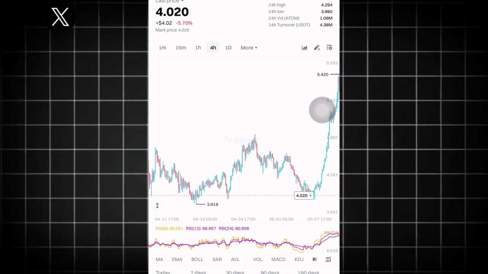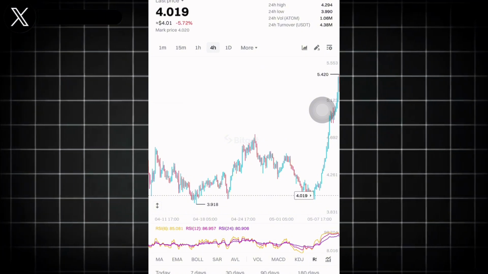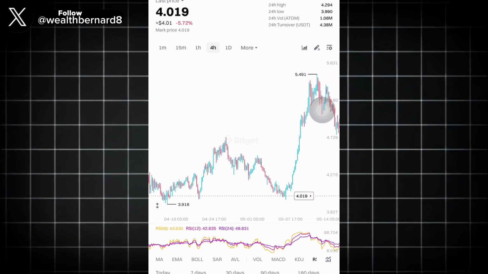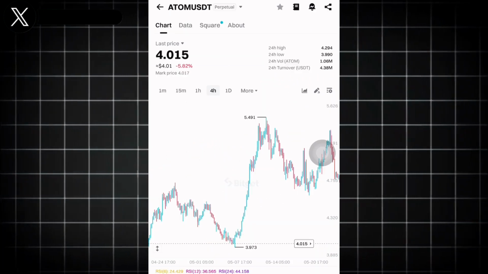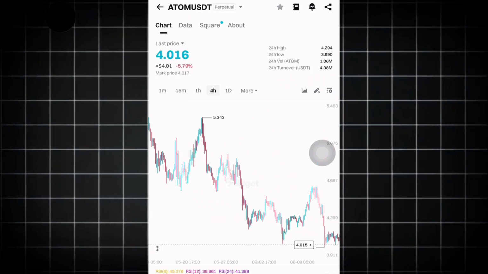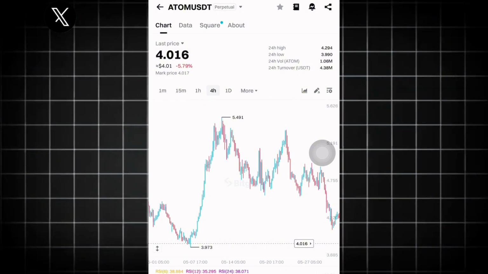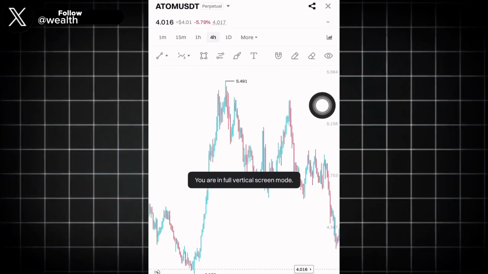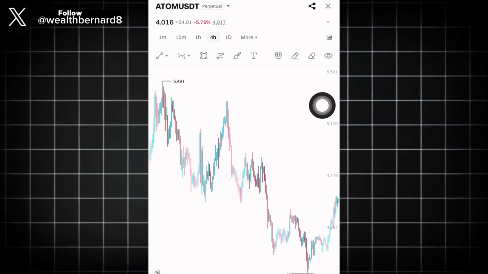So all you want to do, I'm going to be using a different exchange to analyze the market. However, you can use Bitget, but the look and feel of Bitget is just not really cool for me. So let's say I want to analyze this. I'm going to first of all look for these candlesticks you're seeing right here, and then use any of these tools.